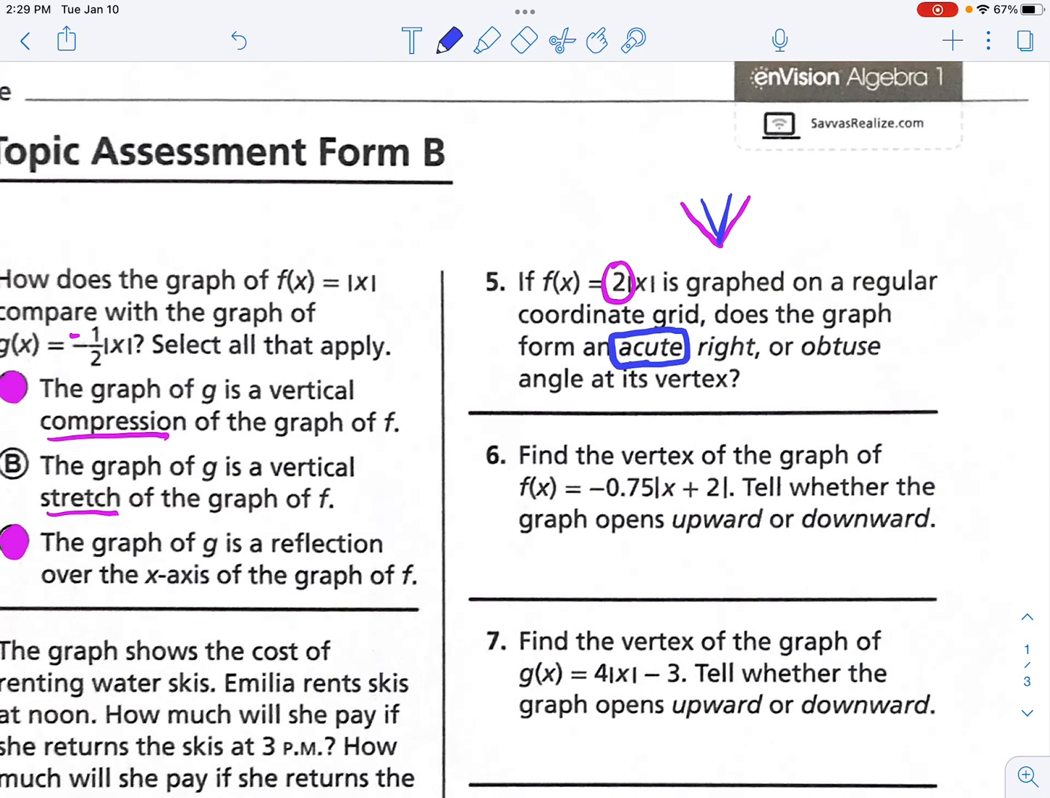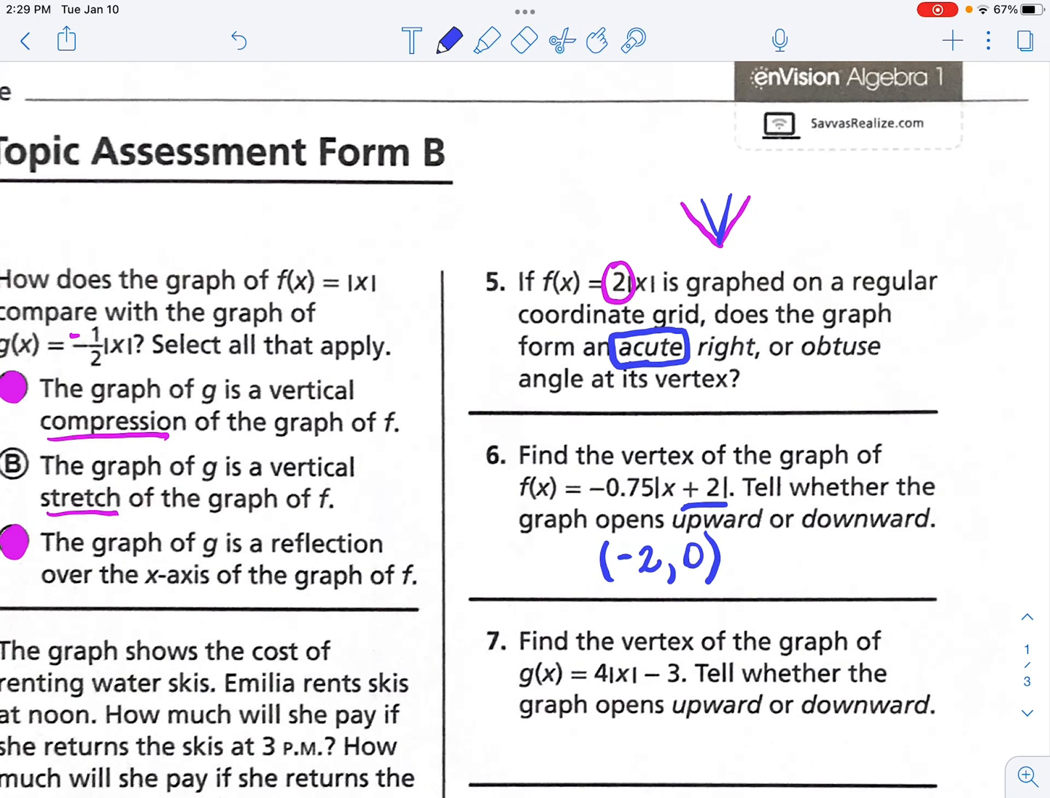Number 6, find the vertex of the graph and tell whether the graph opens upward or downward. Now remember, the vertex of the graph, that's us moving left and right and up and down. So we can see here that it is being moved to the left because of this +2 here. So we know it's moving left 2. So that would be a -2. And we can also see that there's nothing being added or subtracted outside of the absolute value. So it's not moving up or down. It only moved left 2. So the vertex is at -2 and 0.